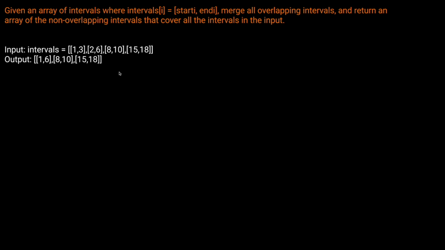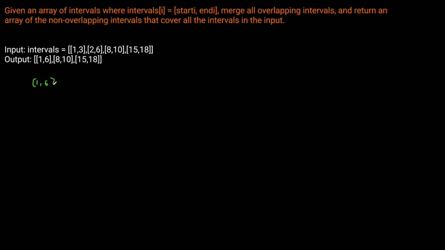So if we were given this input here of intervals [1,3], [2,6], [8,10], [15,18], how might we merge these? Well, we can see here that there's an overlap between these two intervals, right? Because the 2 is within this interval. So we can merge these two and we can get [1,6].